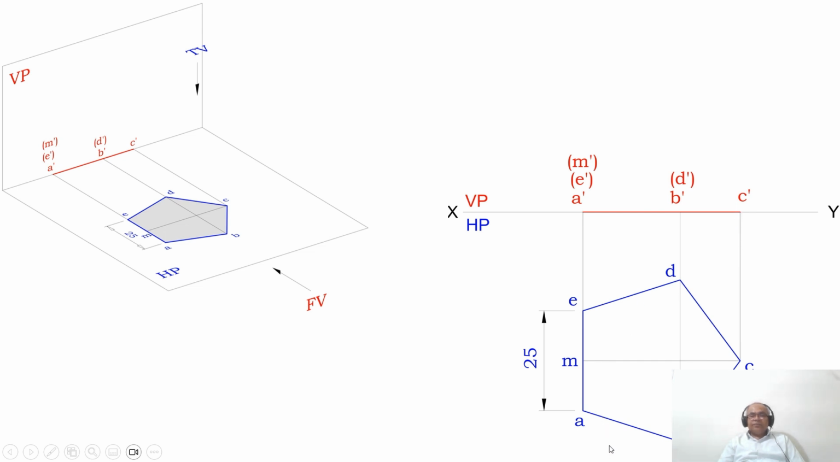As you look from the front view, ABC is near to the observer. Therefore, A dash, B dash, C dash is visible. D, E and M is away from the observer. Therefore, D dash, E dash and M dash is in bracket. Then join A dash to C dash with a dot line. So this is how you will be able to write the initial position of the top view and front view in the first position of the pentagonal lamina.